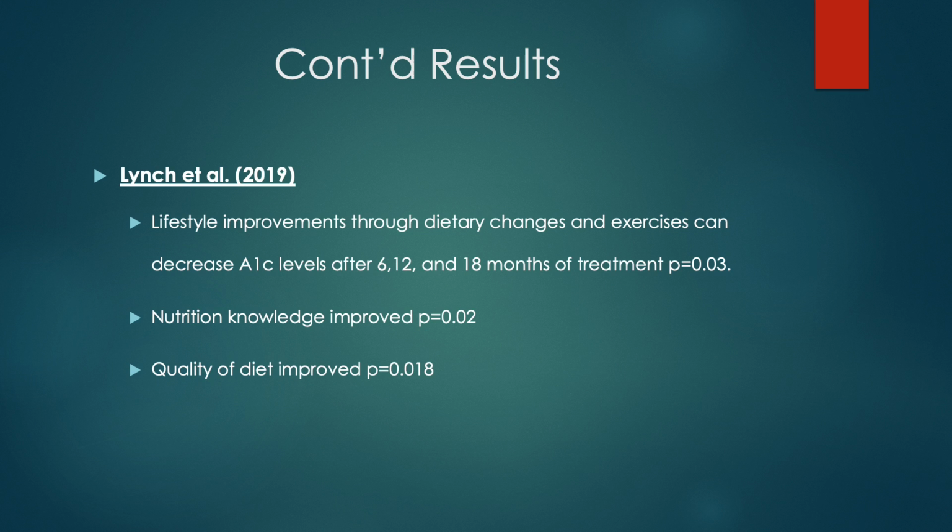In this last article, Lynch et al. conducted a diabetes self-management education session, which consisted of a short physical activity, healthy snack, nutrition education, and group discussion of goals, progress and barriers faced for behavior changes. After the program, they realized that there can be lifestyle improvement through dietary changes and exercise which can decrease A1C levels after 6, 12, and 18 months of treatment. Nutrition knowledge also improved quite a bit, with probability of 0.02 and an improvement in quality of diet of about 0.018.